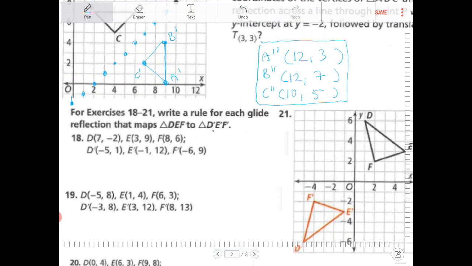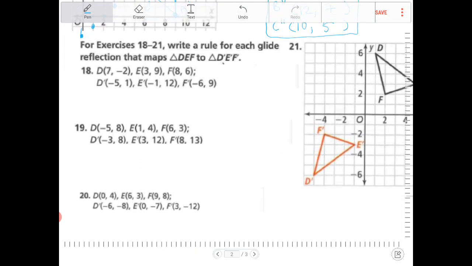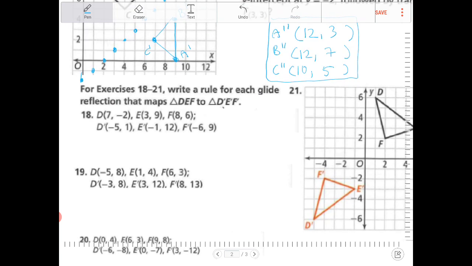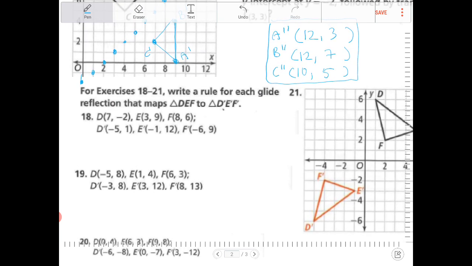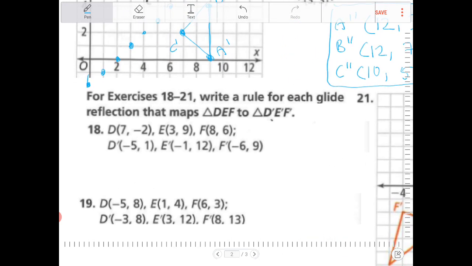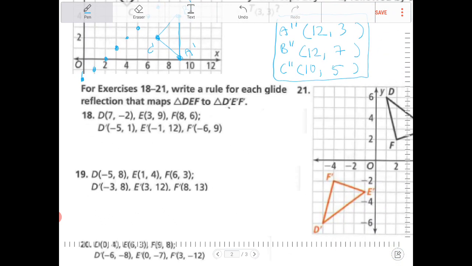Let's take a look at question number 18, 19, and 20. It says, for exercises 18 to 21, write a rule for each glide reflection that maps DEF to D prime, E prime, F prime. Okay, so going from D to D prime. Boy, it would help if they gave us a grid for this, wouldn't it? So let's see here. Going from D, E, F.